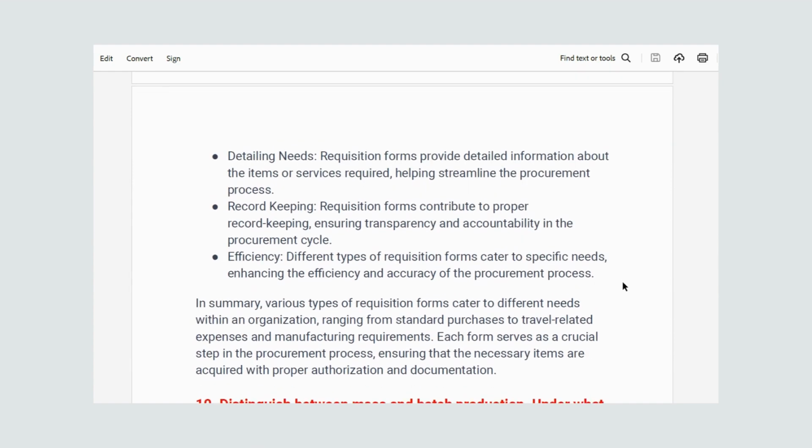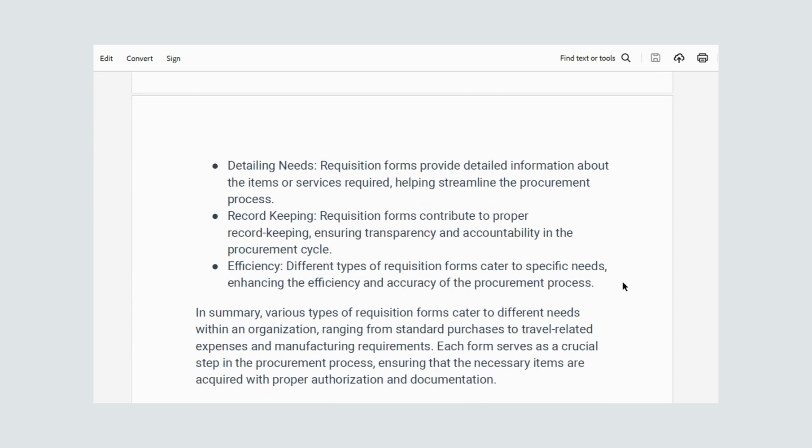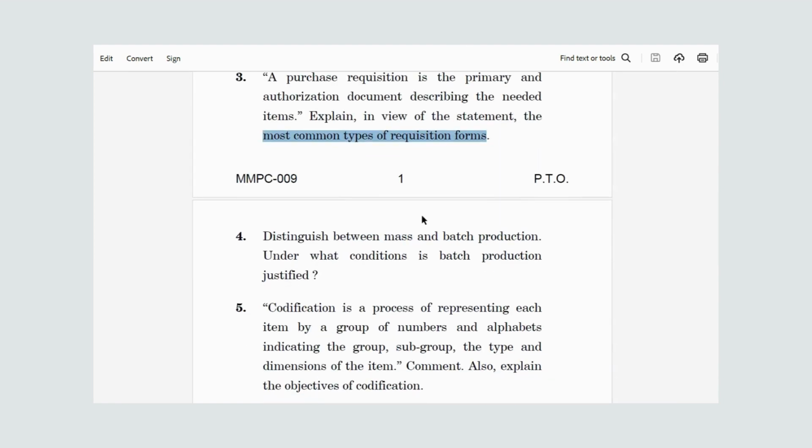So in summary, we can say that there are various types of requisition forms that depend upon the situation, right? For traveling, what we need is a traveling requisition form. Well, yes, and for purchasing required or needed materials, what we use is the purchase requisition form, right? So each form serves as a crucial step in the procurement process, ensuring that the necessary items are acquired with proper authorization and documentation. Okay, so let's see the next question.